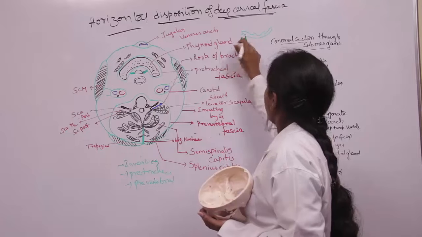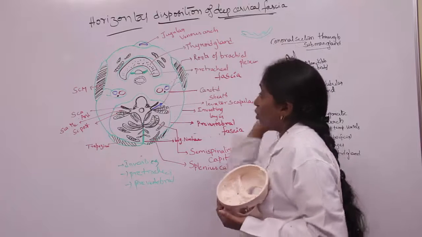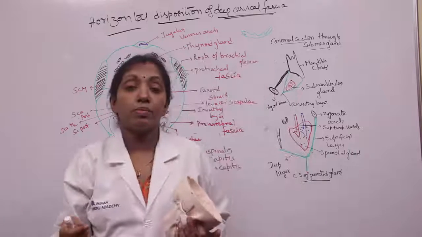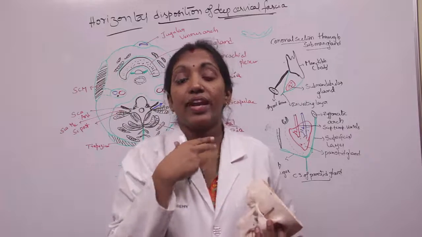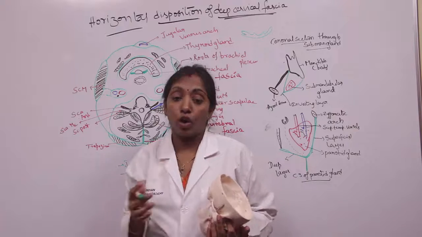So this is the hyoid bone, which has greater cornu and lesser cornu on the body of the hyoid bone. The investing layer of deep cervical fascia, traced in front, is attached to the body of the hyoid bone, and it is continuous with the fascia of the opposite side.